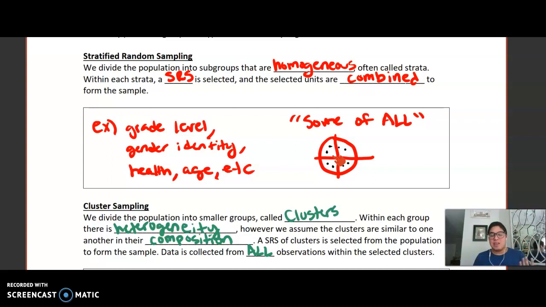Now, that could be the other way. Maybe you have this weird 50, 25, 25 split. Then you'd need to select 50% of one group and 25% of the other groups, etc. But you're basically just keeping your strata as similar to the population as possible. So that will depend on just what information you have.